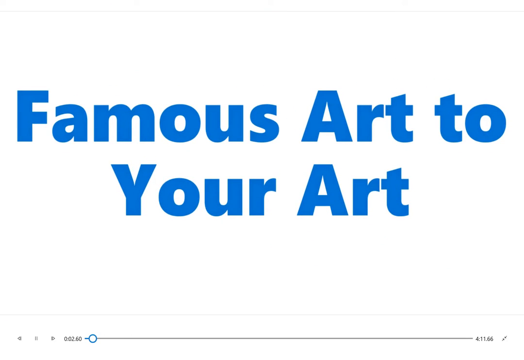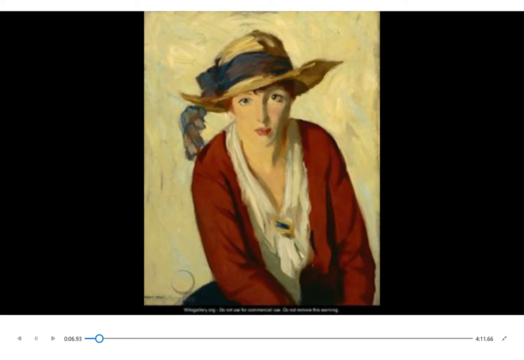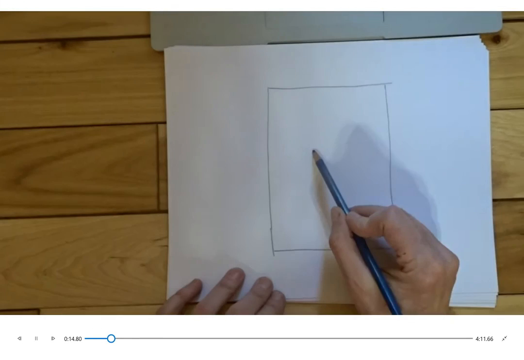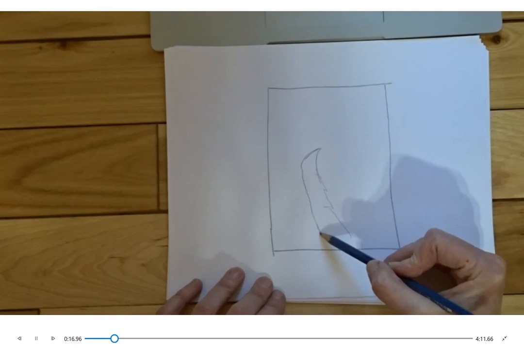This assignment is going to be about taking a famous piece of art as inspiration to make your own piece of art. So I chose this woman with a hat. I like to wear a lot of hats myself in the summertime. So this is who I chose. And you're going to start out and you're going to draw it as accurately as possible.